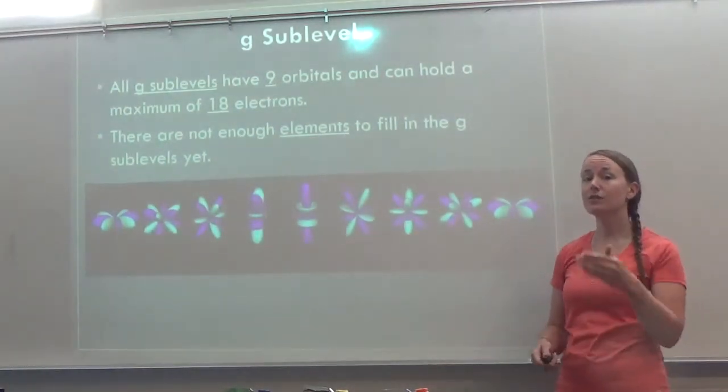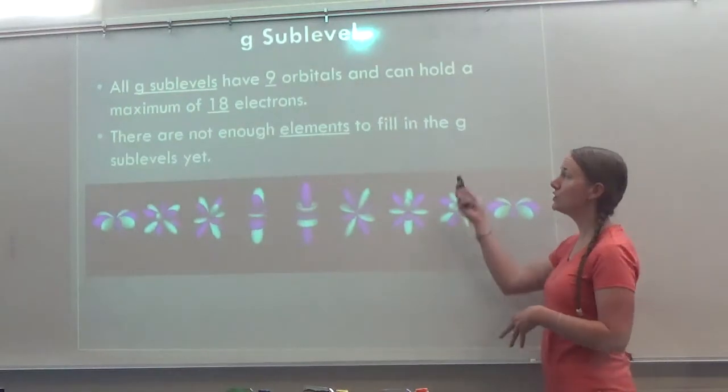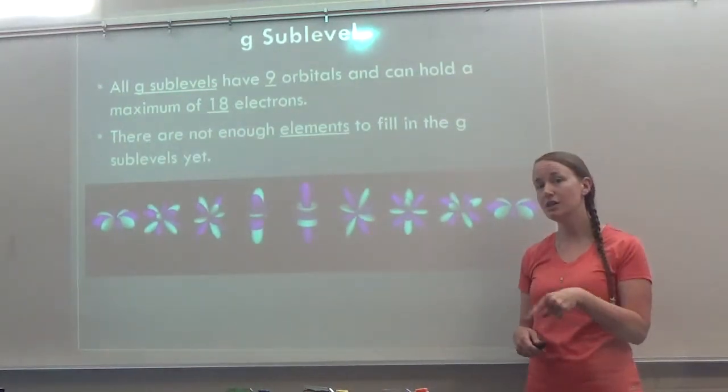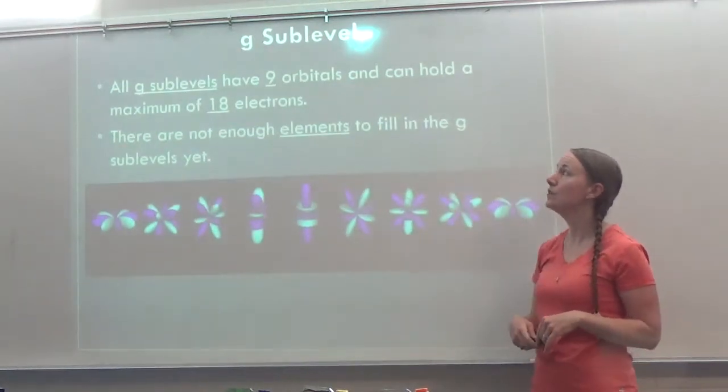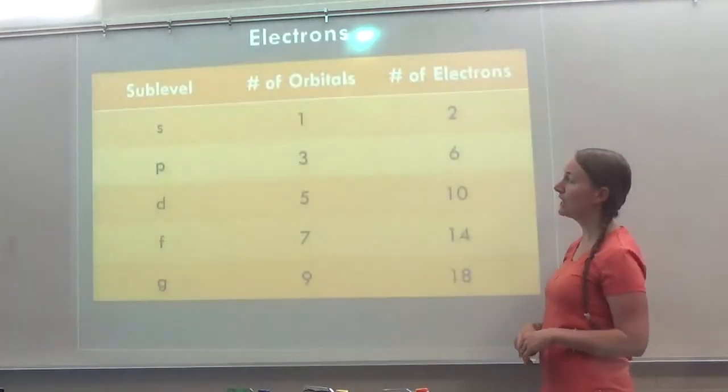So if you ever get to when you're doing electron configuration where you feel like you should be filling in G, we're not there yet. Okay, so we won't fill it in. I just want you to know that it does have 9 orbitals and can hold 18 electrons.